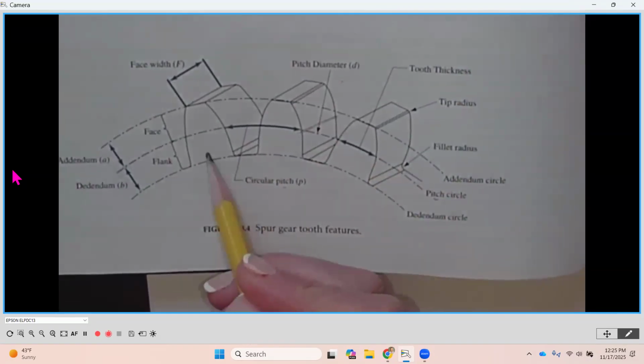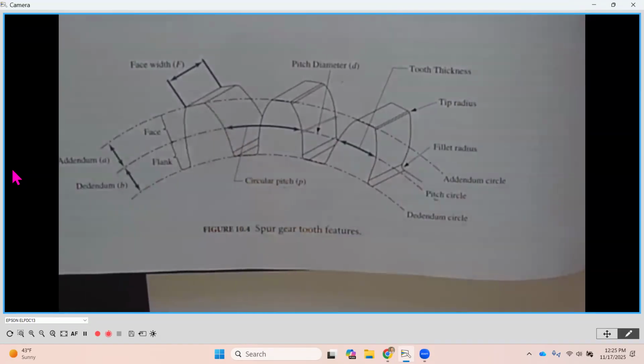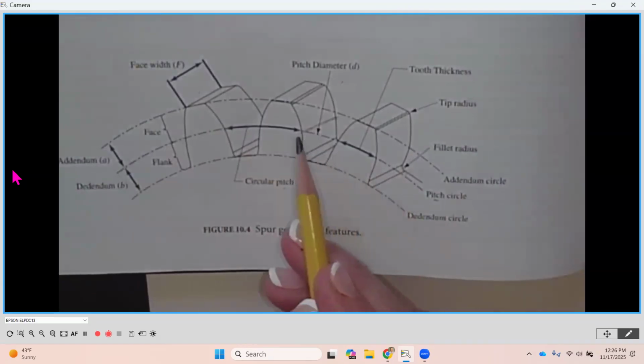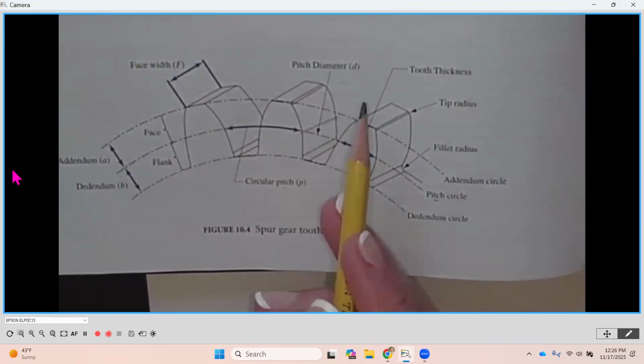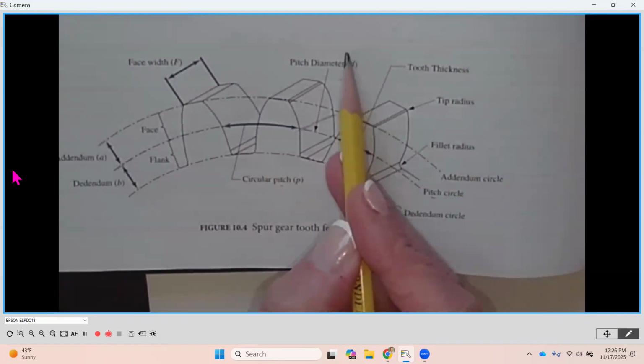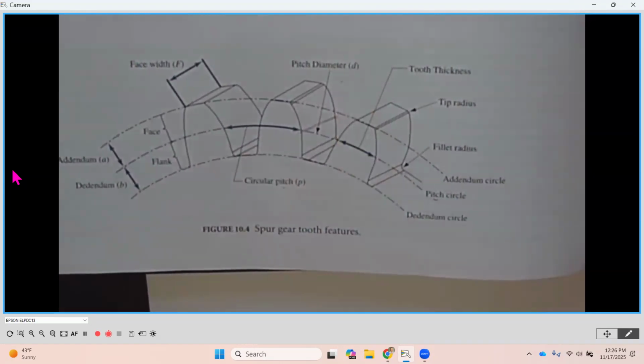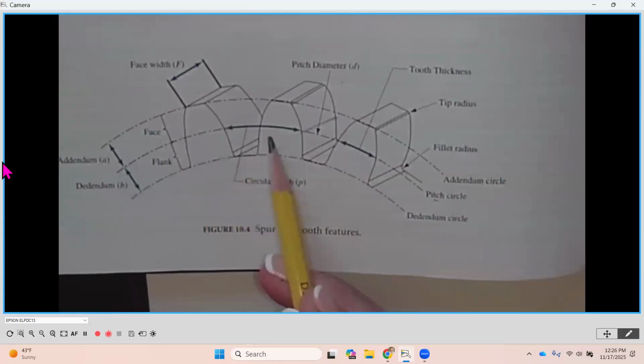And it's going to be the same profile, but just mirrored on the other side. Now, this is that pitch diameter circle. It's also called the pitch circle or the pitch diameter. Pitch diameter is going to be lowercase d. And when we're looking at English gears, obviously it's going to be measured in inches. So this is that pitch diameter that we were just looking at.